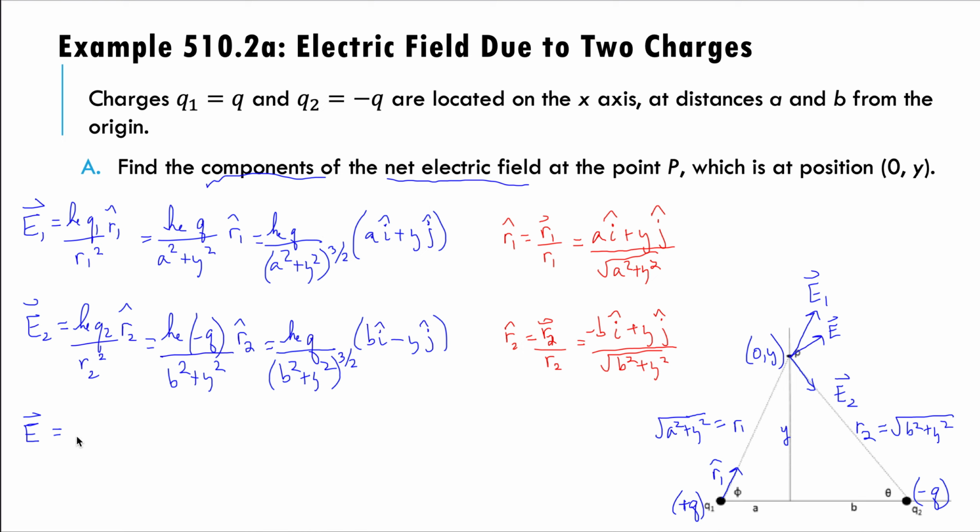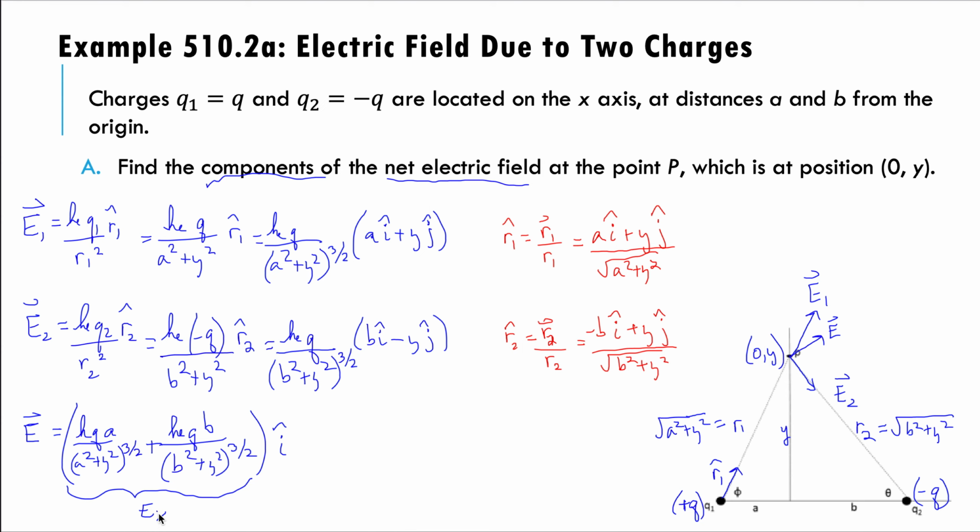So from E1, we're going to have k_e Q over (a squared plus y squared) to the 3/2 times a. And then from E2, we're going to have plus k_e Q times b over (b squared plus y squared) to the 3/2. All of this is going to be in the i direction. So this is the x component of E. We can call it Ex.